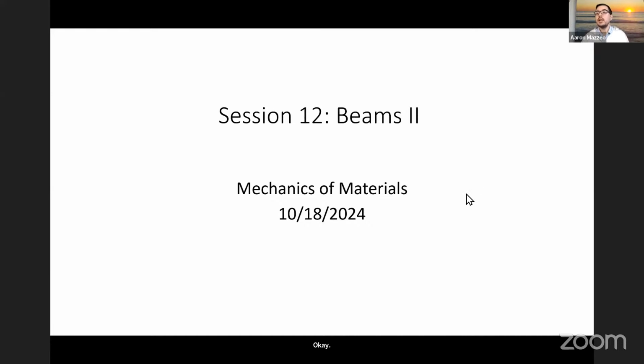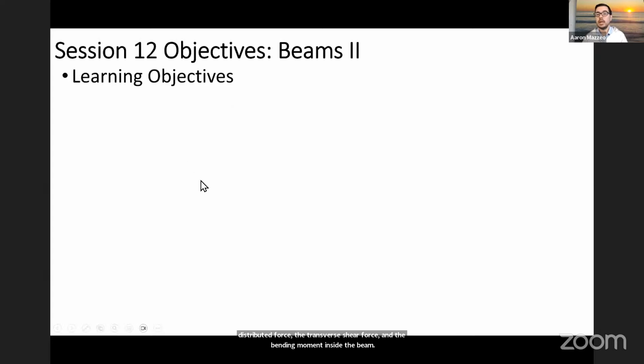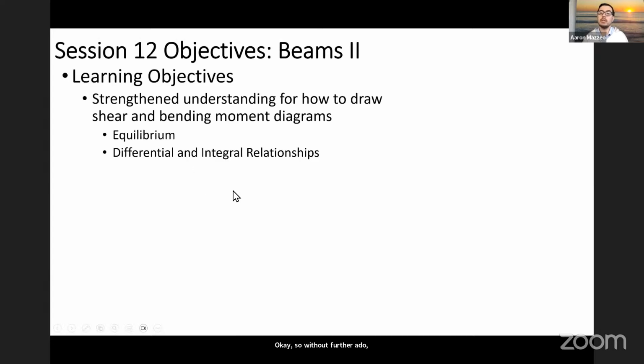All right. So in our last meeting, we introduced some of the relationships involved with beams. And today we're going to go into a little bit more detail in how to look at these relationships between the applied distributed force, the transverse shear force, and the bending moment inside the beam. Okay, so without further ado, we'll go ahead and talk about what we should be covering.